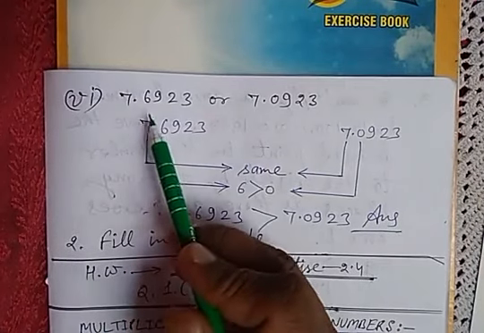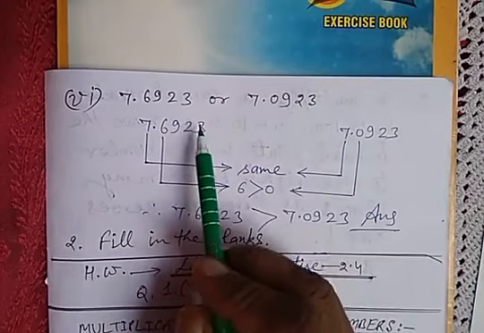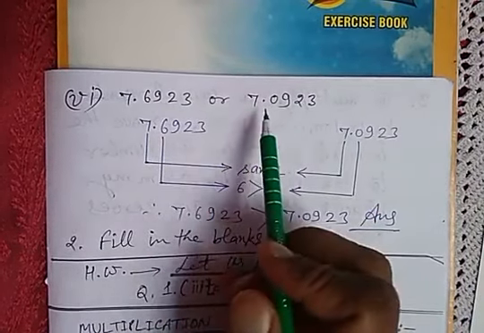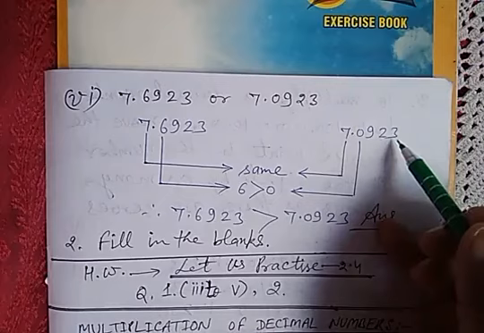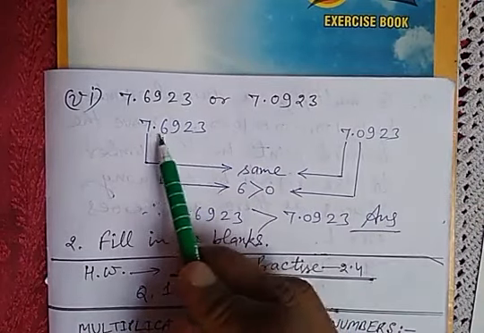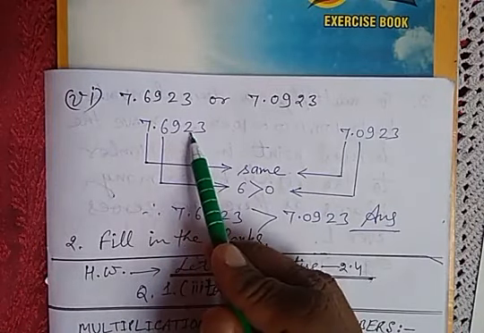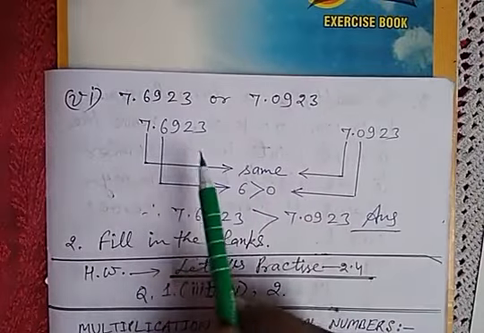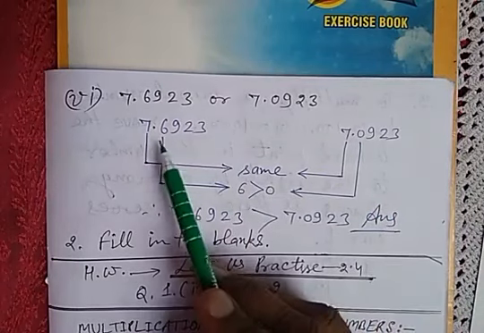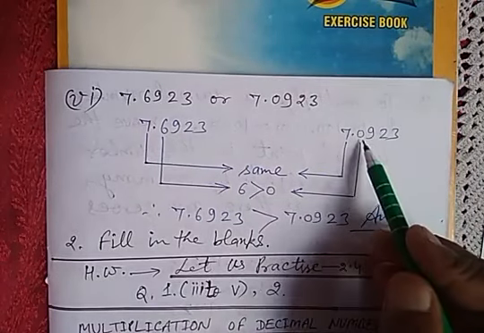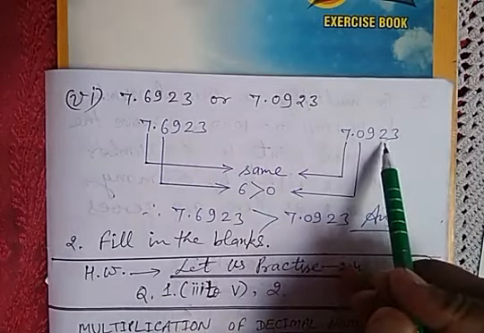Sixth part, 7.6923 or 7.0923. In this question, we have to find which one is greater, this or this. This decimal number is written here and this decimal number is written here. Both have the same decimal places, 1, 2, 3, 4, 1, 2, 3, 4, means tenths, hundredths, thousandths and ten-thousandths place. First, we have to compare the whole number part. Here, whole number is 7. Here, whole number is 7. Same digit. Tenths digit is 6 and tenths digit is 0. Since 6 is greater than 0, therefore this decimal number is greater than this decimal number.